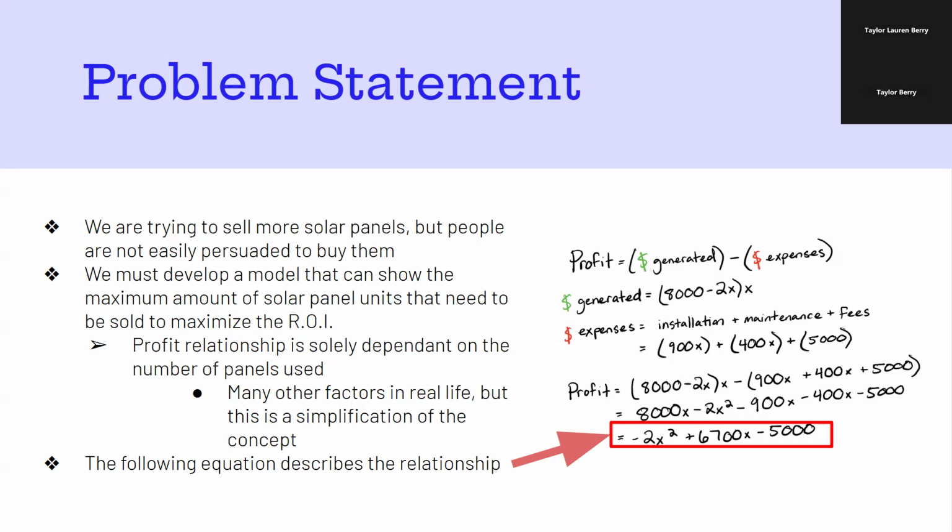As you can see on the right, I generated an equation that describes the profit based off of the number of panels sold. So we have money generated minus our expenses. And in total, we get this equation at the bottom in red, which is negative 2x squared plus 6,700x minus 5,000, and that is going to give us our overall profit of this adventure.